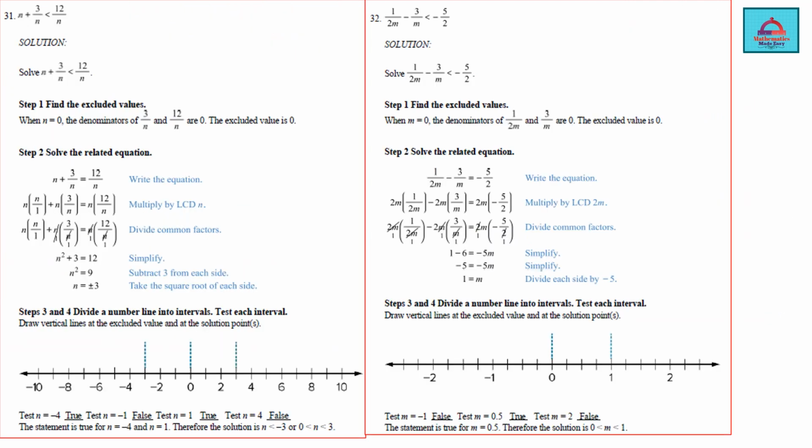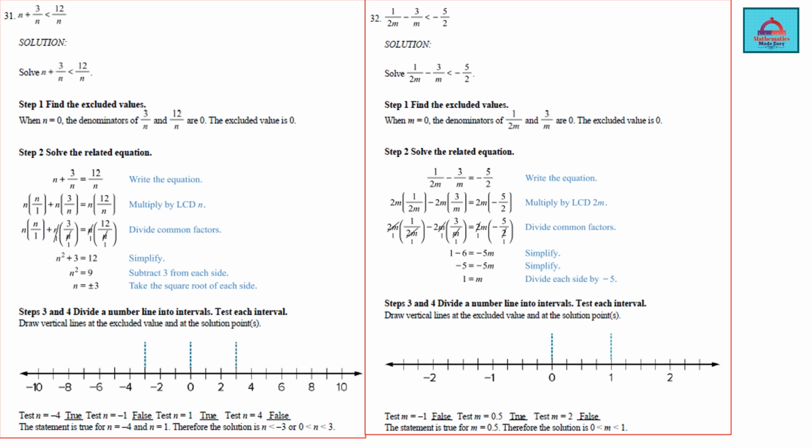Okay, let's solve question 31 now. Here again, it's an inequality. So you have variable n given here. So n plus 3 over n is less than 12 over n. This is the question. Now we are going to follow the same steps like we did in the last problem.